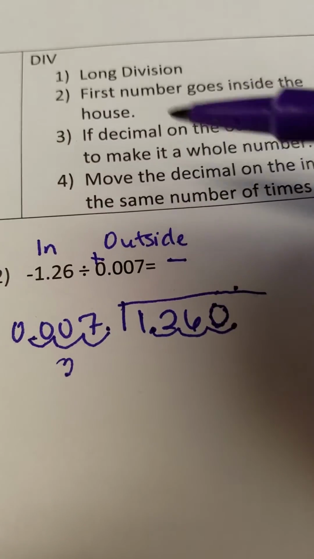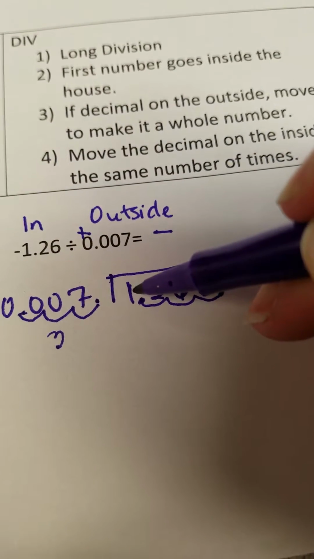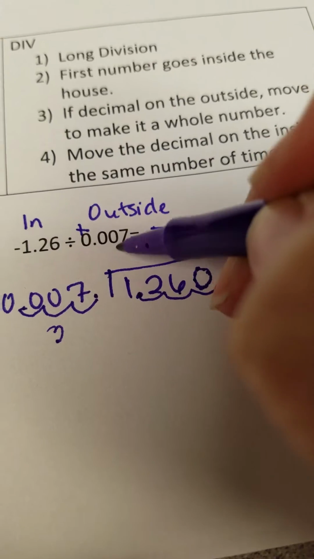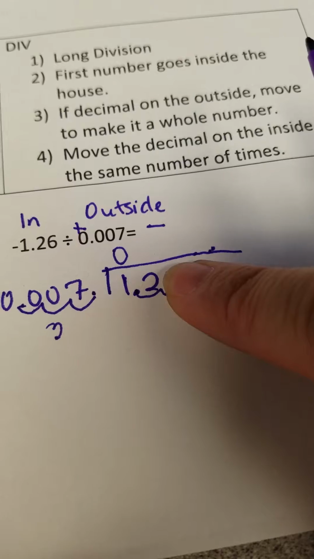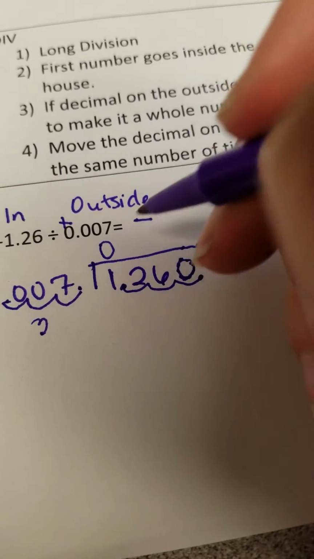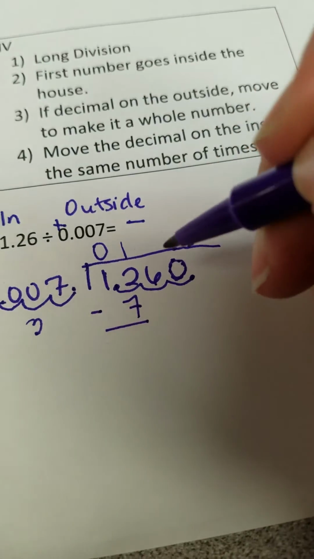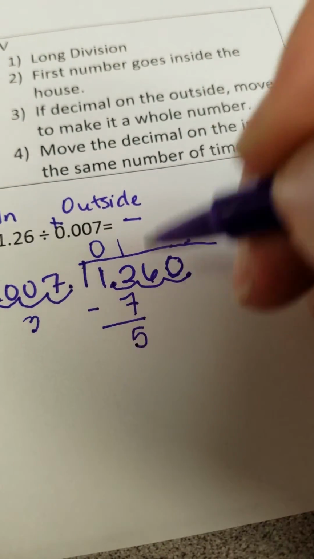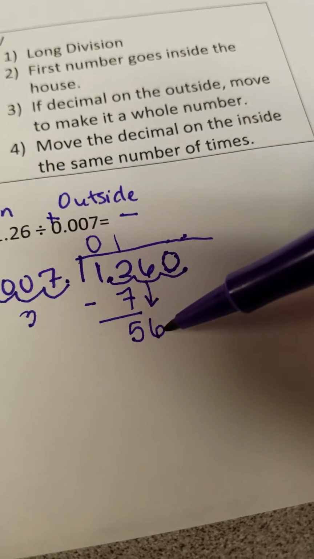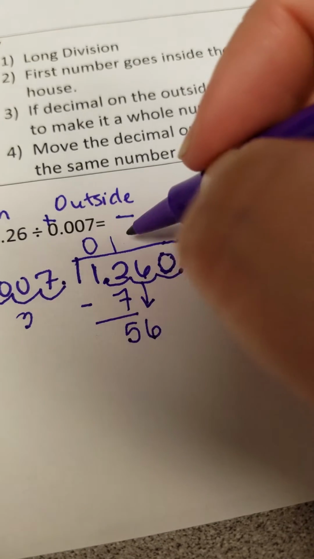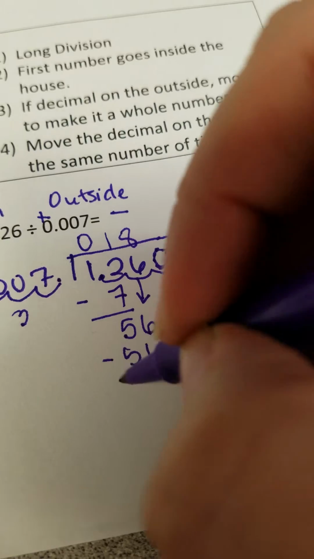So we go ahead and start to divide. 7 goes into 1 how many times? That's 0 times. 7 goes into 12 how many times? That's once. 1 times 7 is 7. We subtract. We get 5. Bring down the 6. 7 times what is 56? That should be an 8. 7 times 8 is 56.